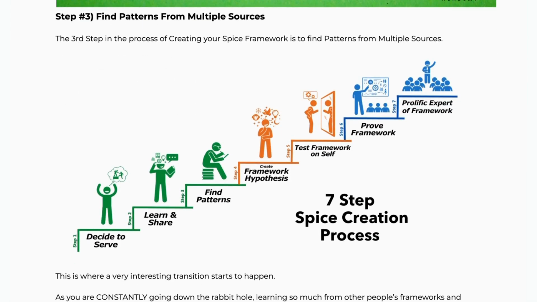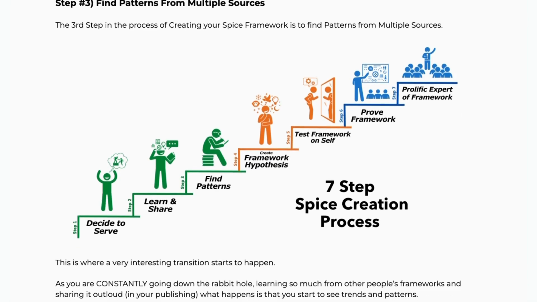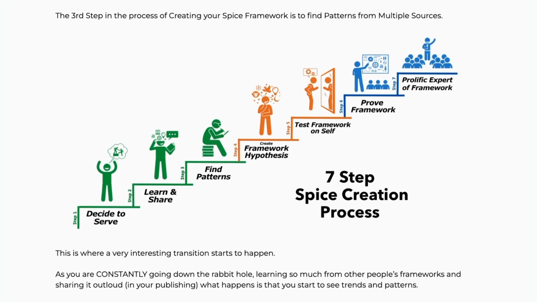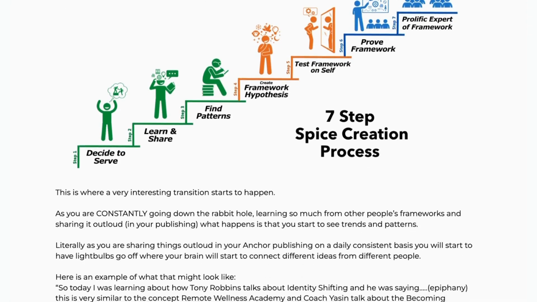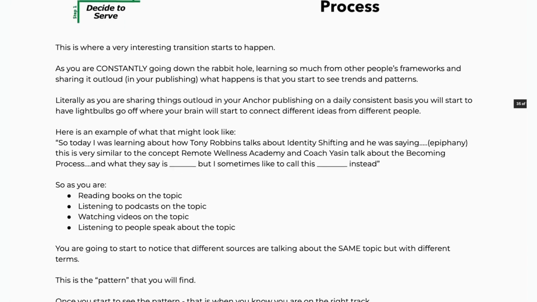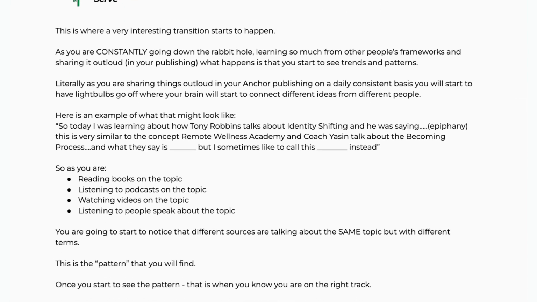And this is really where an interesting transition starts to happen, because as you're constantly going down the rabbit holes and learning from other people's frameworks, what's going to happen is that as you're sharing out loud in your publishing, you're going to start to see trends and patterns in what it is that not only you are learning, but also in what it is that you are teaching, okay? And so this is why it's so important to make sure that you are constantly publishing on a daily, consistent basis, because you're going to have light bulbs start going off in your brain as you start to connect different ideas from different people.